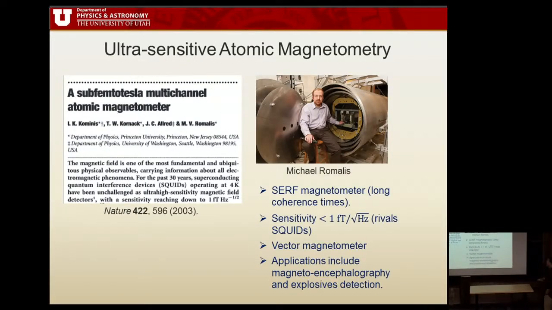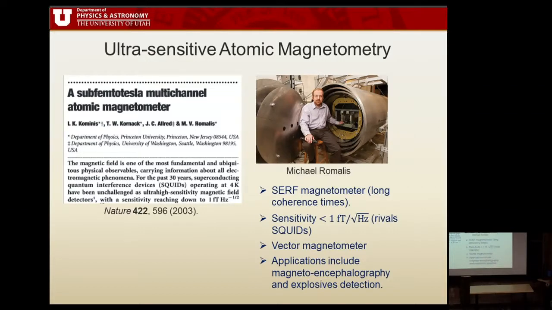What can you do with just optically pumped atoms? This is my colleague Mike Romalis, who's been here to give a colloquium, sitting in front of his sub-femtotesla multi-channel atomic magnetometer. This is based on a vapor of pumped alkali metal atoms, rubidium atoms and potassium atoms.